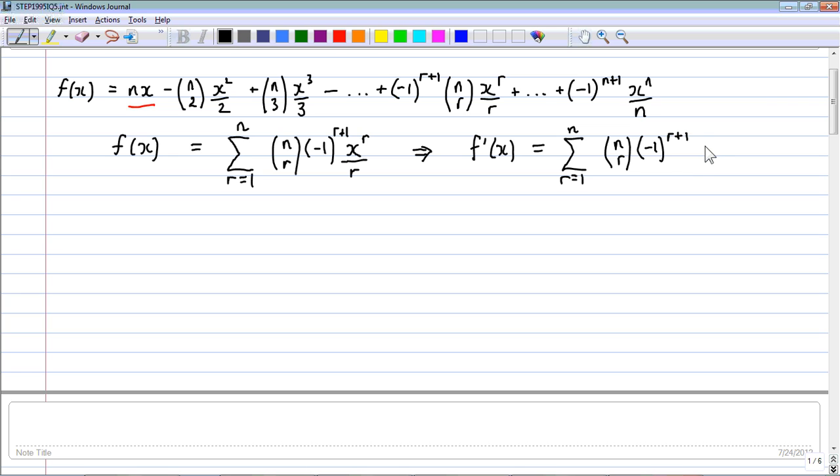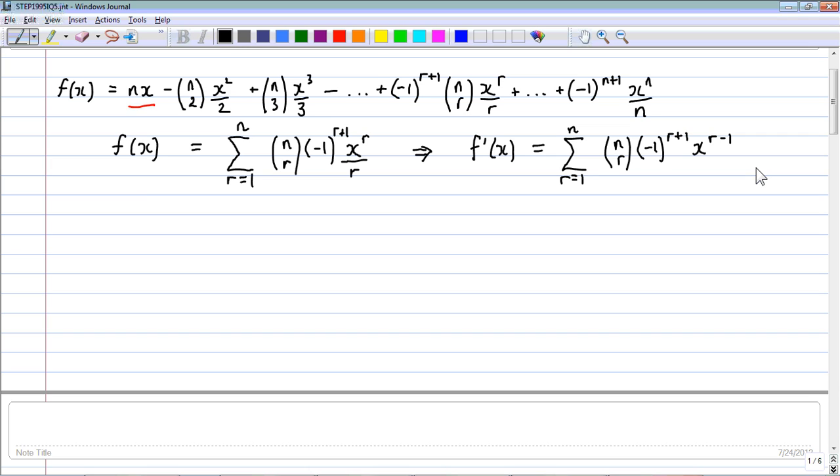But here's where it gets a bit tricky. Now, x to the r will change to rx to the r minus 1. So I'm going to get x to the r minus 1. And now let's just carefully examine what we've got here. Our first term, r equals 1, had x to the power 1. So that has changed to x to the power 0, giving a constant term. Okay, so this seems to be a correct formula.